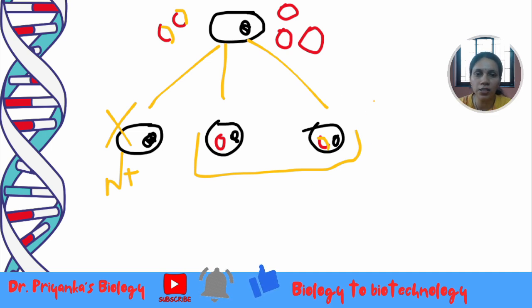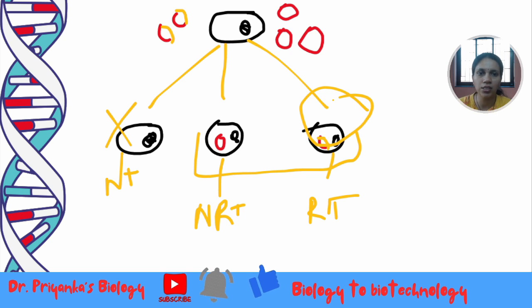Now, out of this, the first one we have is the non-recombinant transformant. And this situation we have is the recombinant transformants. Whatever we are aiming for will be present in this situation, that is the recombinant transformant. And we are more interested in screening of these recombinant transformants.